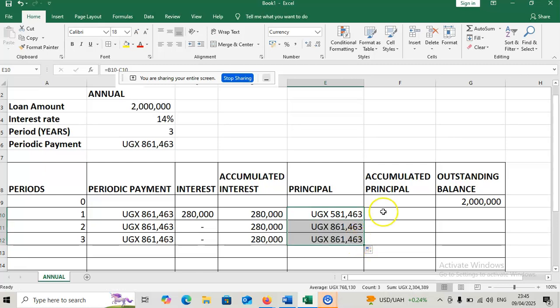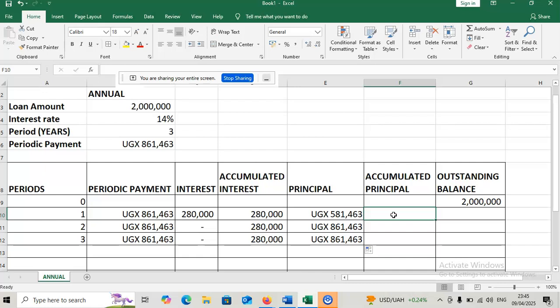Now it means that in this month, you were able to pay 861,000. But this 280 is a benefit to the lender. Then for you, how much you have repaid on the loan is only 581,000. Still here, we need to get accumulated principal so that we are able to see in 2 years how much principal you have so far paid, in 3 years how much principal you have so far paid.